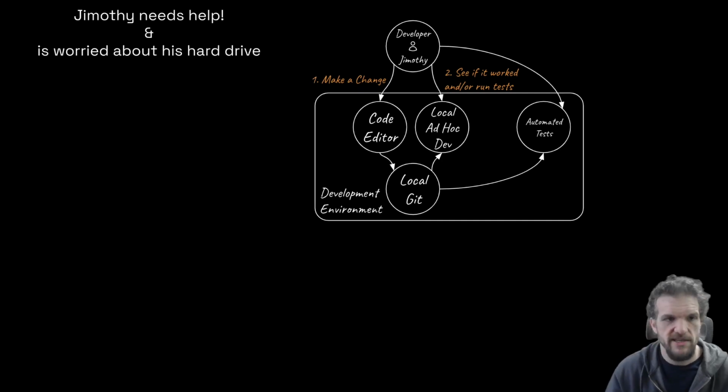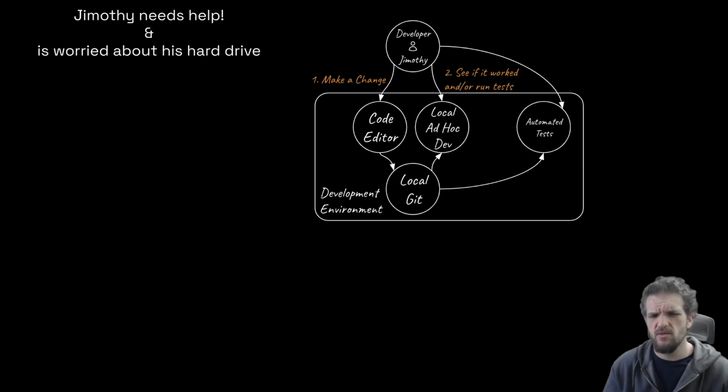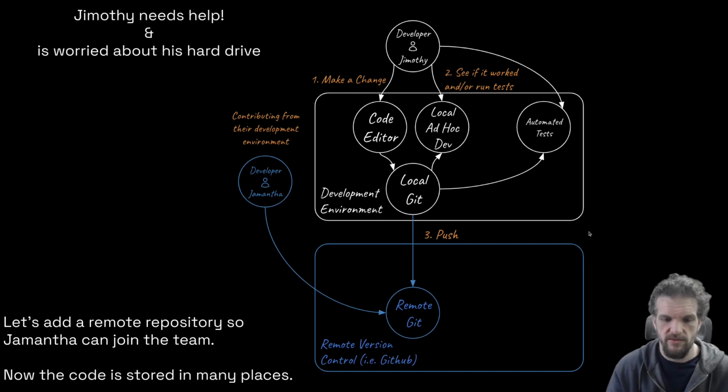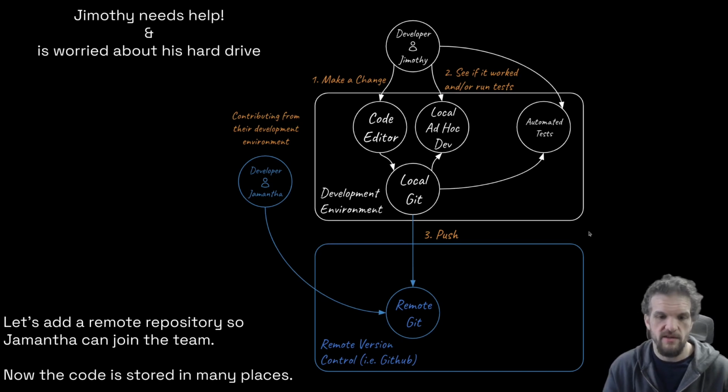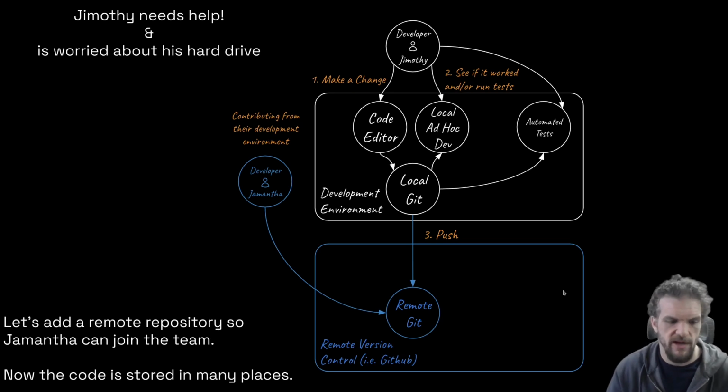So now Jimothy's code base is getting pretty complex and he needs some help. And he's also a little worried about all of the code existing just on his hard drive. So we're going to add for him a remote Git repo, which is something like GitHub or GitLab or Bitbucket. Those are services that provide online remote Git repos for you to have your team contribute to. And so he's going to invite another developer to come and contribute code from her development environment, and they're both going to work on it together. Also, now the code base lives in a bunch of different places. It's on his machine, it's on her machine, any other teammate will have a copy of the code, and then also there'll be a copy in the remote Git repo, obviously.